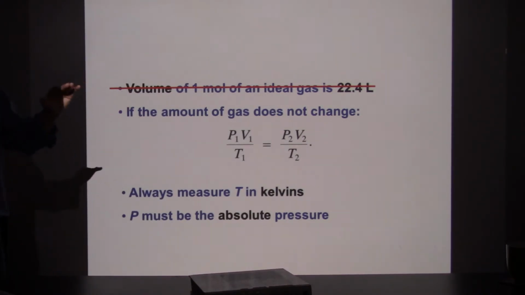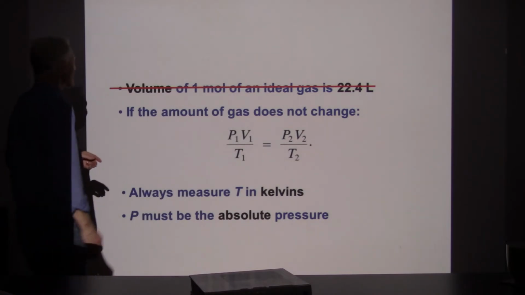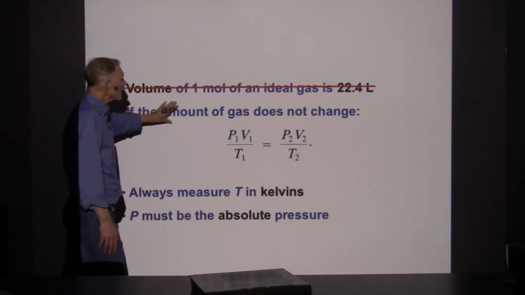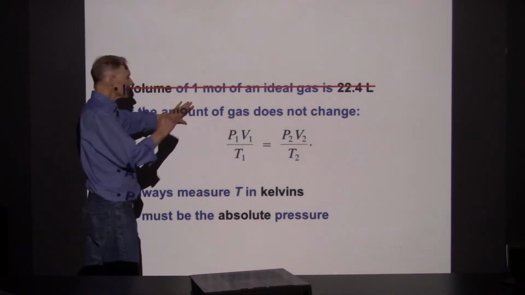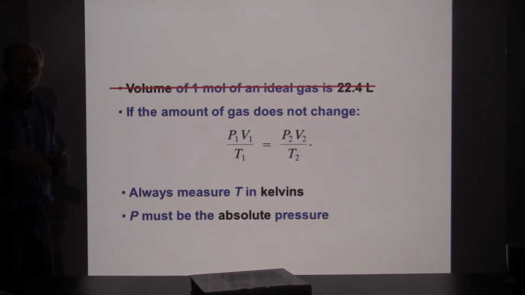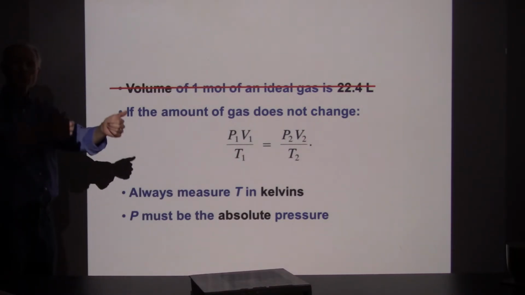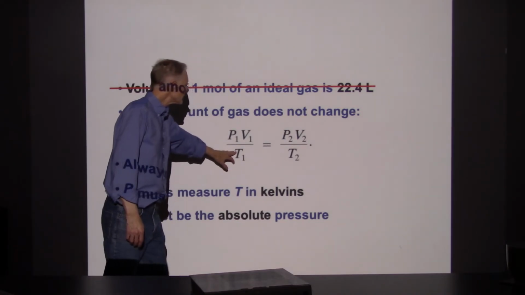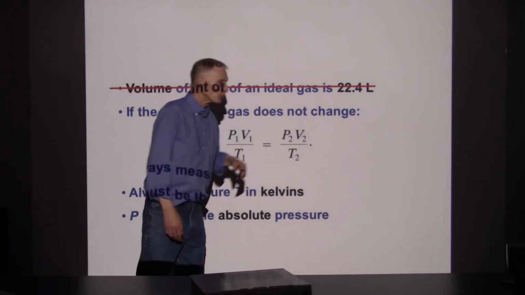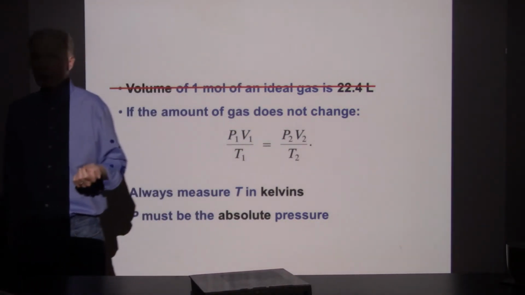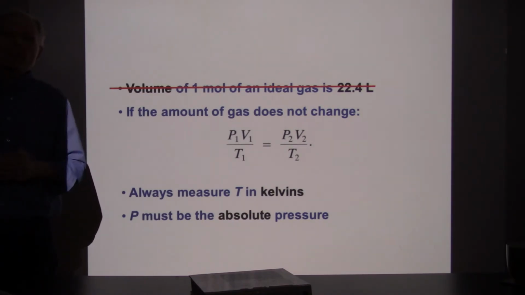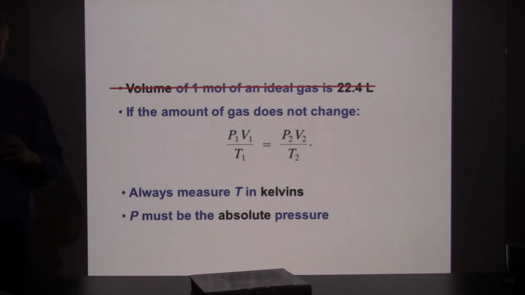So I crossed it out with a red line. That doesn't work. Now, what about the second statement? If the amount of gas is fixed, if the gas molecules are not allowed to leave or come in, then P1V1/T1 equals P2V2/T2. That's true. If we keep the same number of molecules, then the pressure times the volume divided by the temperature, that combination will remain the same.